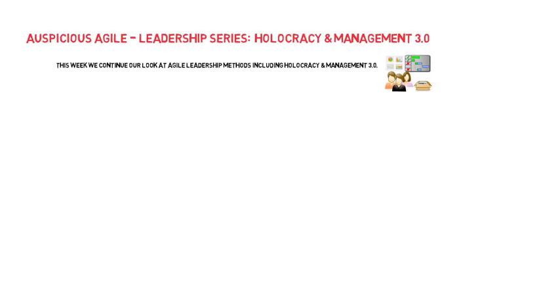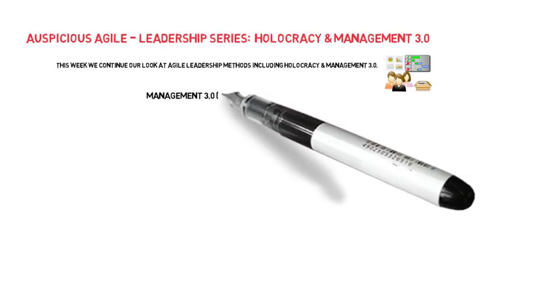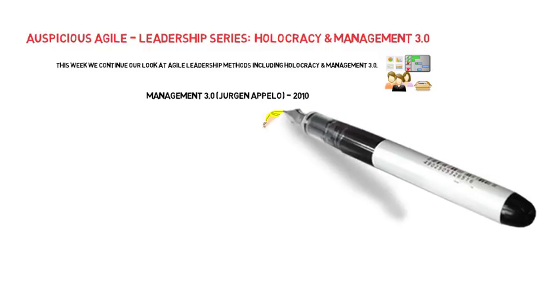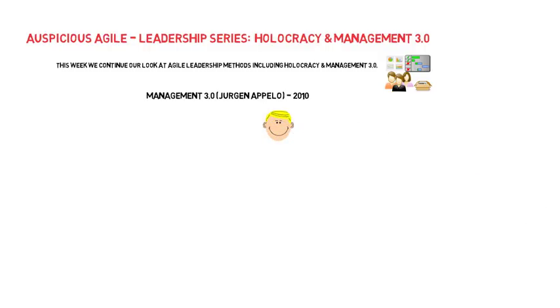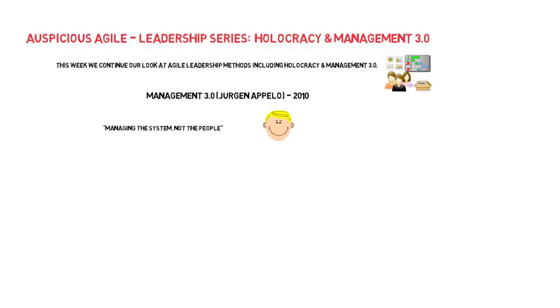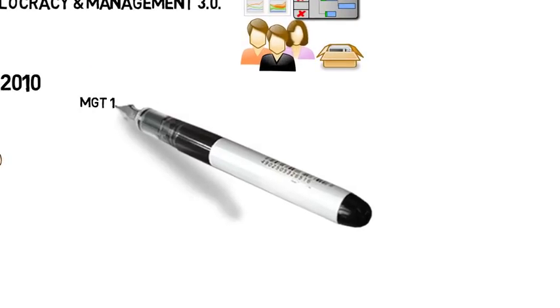So let's get into some of these Agile management and leadership methods. We're going to start with Management 3.0, which is by Jürgen Appelo. He created this in 2010. And it's an Agile management method, really, just as it sounds. And it's a way of working with organizations that might have Agile teams. They'll be looking for new ways to work with management, with teams, and with people. And it's really about managing the system and not the people.